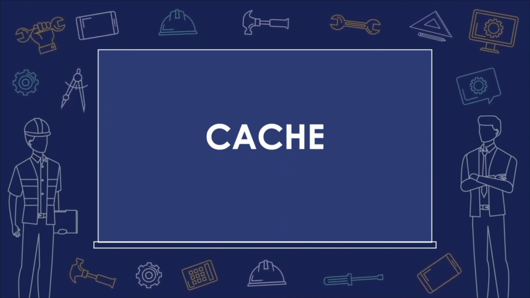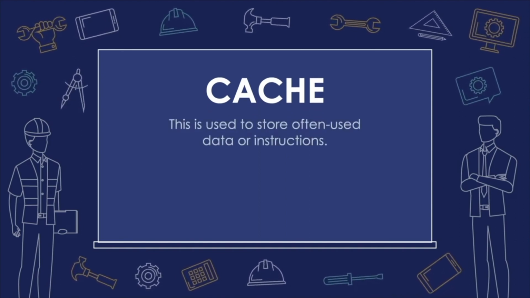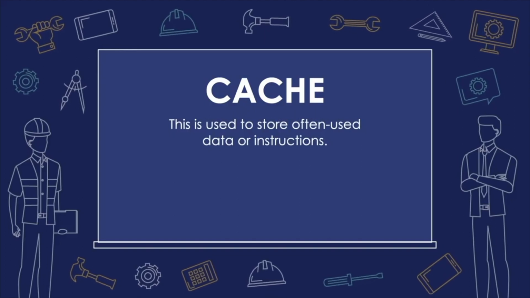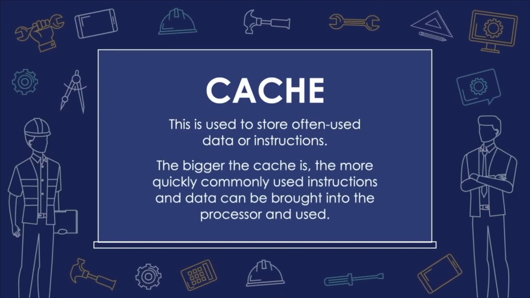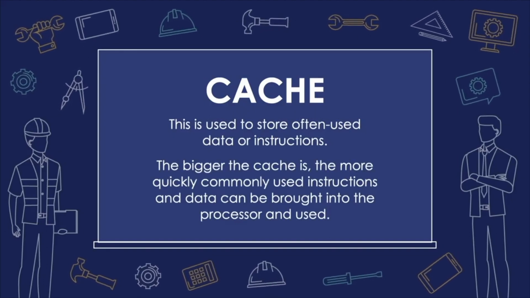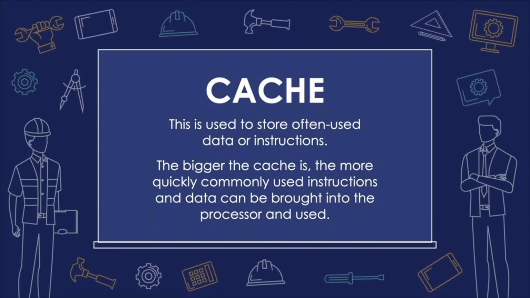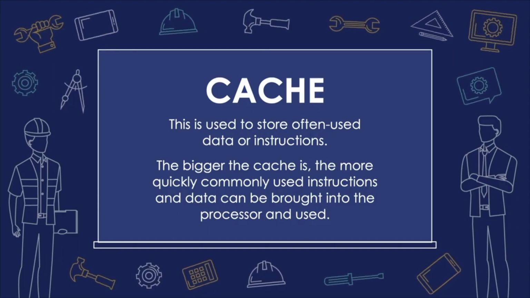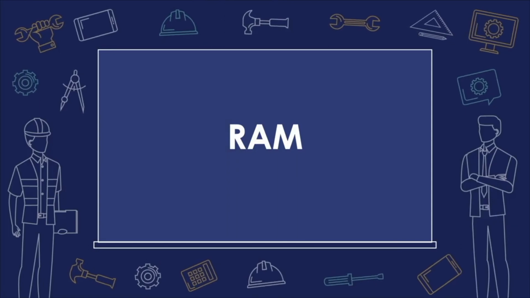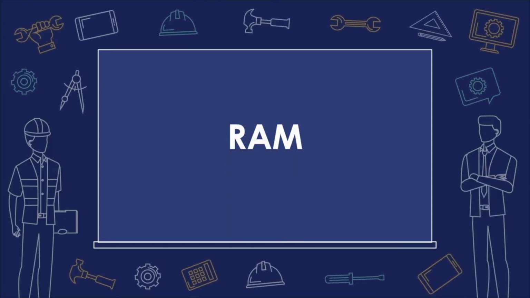This is the tiny block of memory built right into the processor. This is used to store often used data or instructions. The bigger the cache is, the more quickly commonly used instructions and data can be brought in the processor and used. I am sure you remember this from our previous episodes.